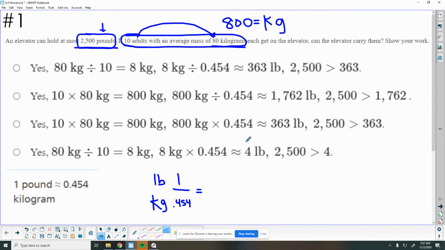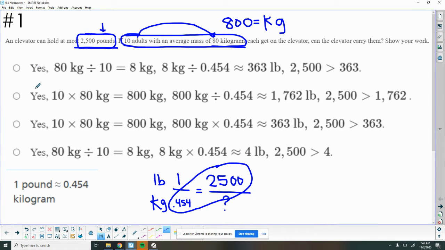So now what do we know? We know we have 2,500 pounds, and we want to see what that equals here. I know we have another number, 800, but this is how much we have. We need to see how much the elevator can carry. So we'll do 2,500 times 0.454 to see if our elevator can carry that.